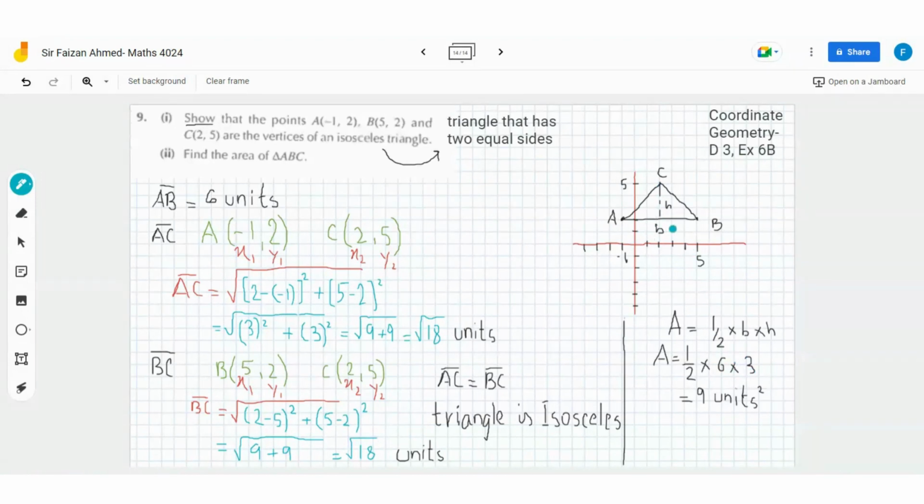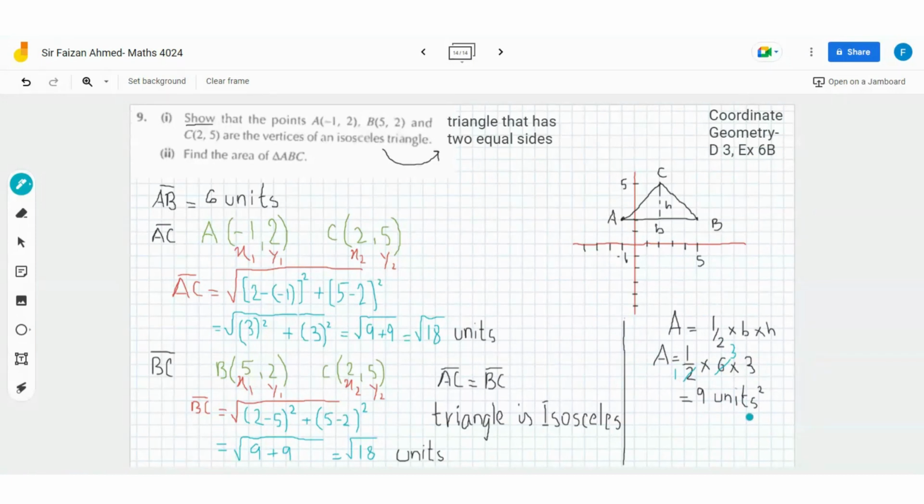And the base is coming out as 6 units. So half multiplied by 6 multiplied by 3. 2 times 1 is 2, and 2 times 3 is 6. So 3 multiplied by 3 is equal to 9. The area of triangle ABC is coming out as 9 unit square. Since we don't have any unit here, we will just use the units.